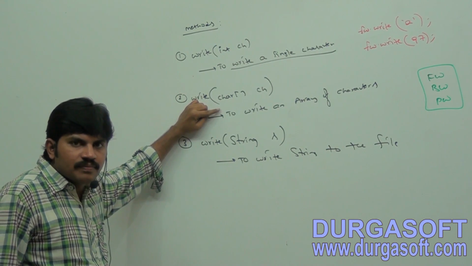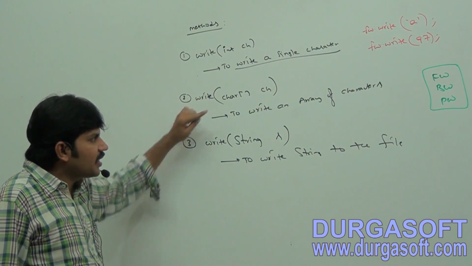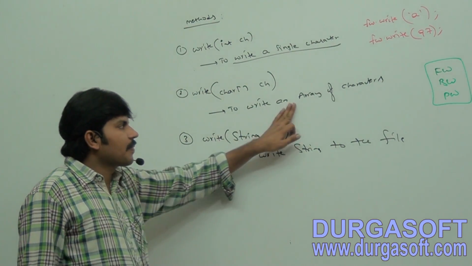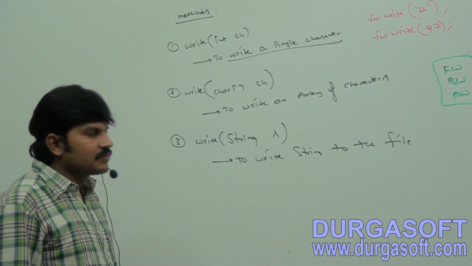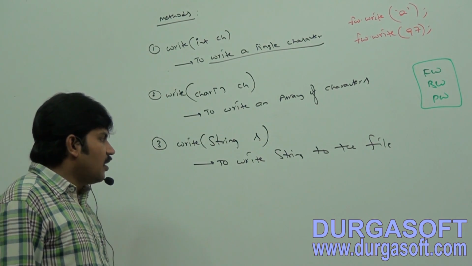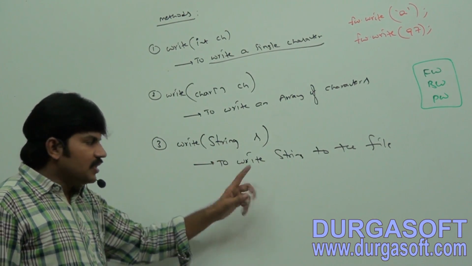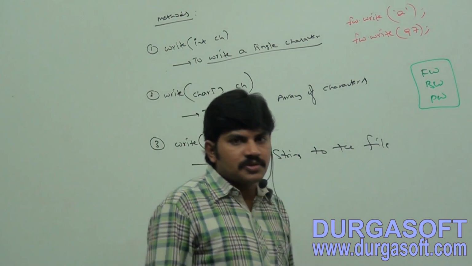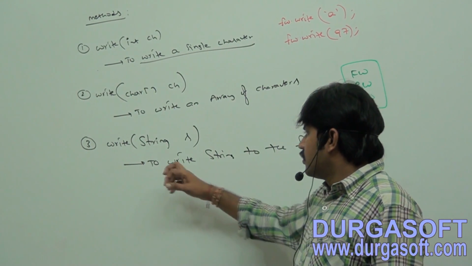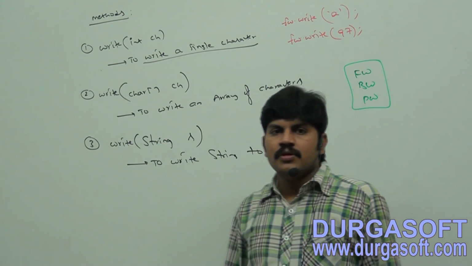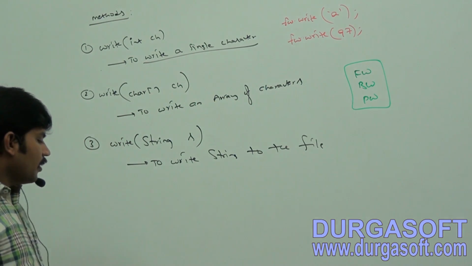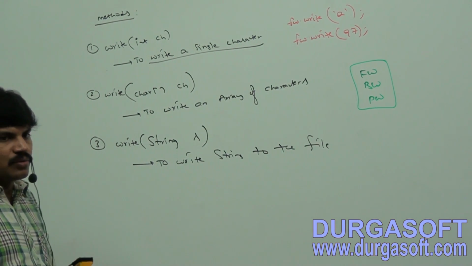Write(char[] ch) is used to write an array of characters. Next, write(String s) is used to write a string to the file.